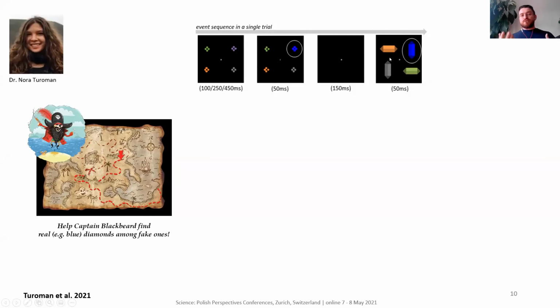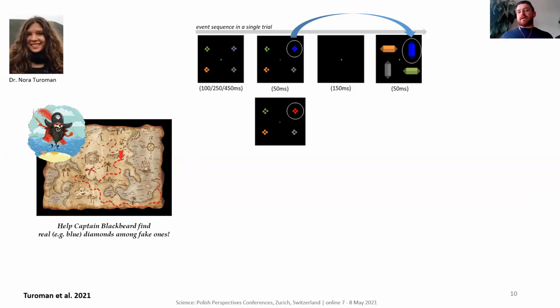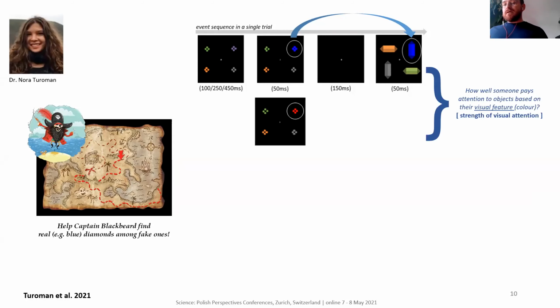That's what participants are supposed to be looking for. And once they find it, they need to say whether this diamond is vertical or horizontal. But also before them, they have those flashes of color. And those flashes of color can either match the color of the target, such as here, or have a different, non-target color. And through this, we can measure the strength of one's attention to visual objects driven by feature, here, color.